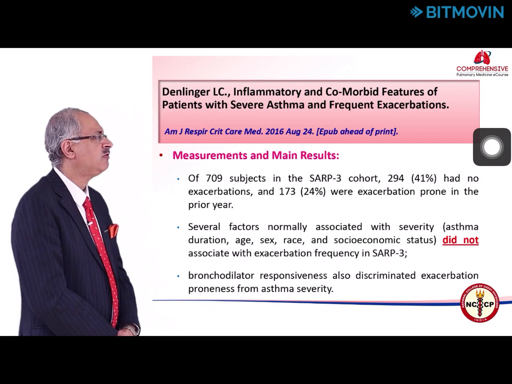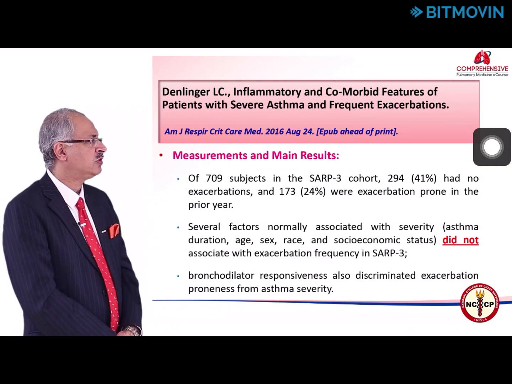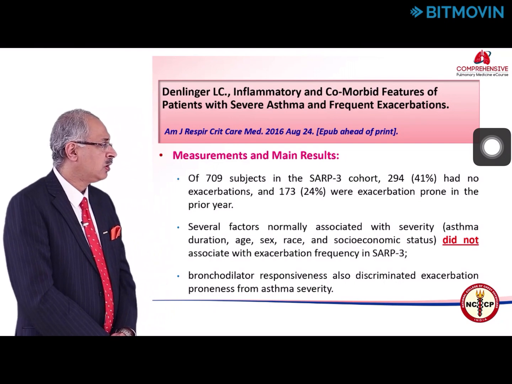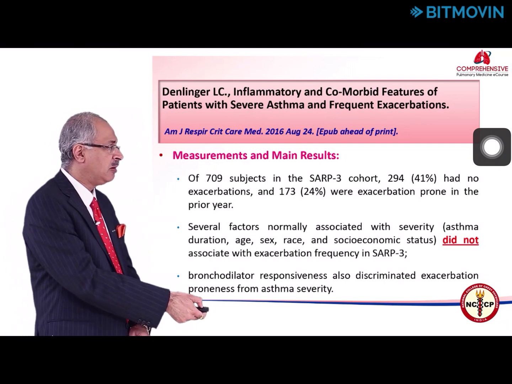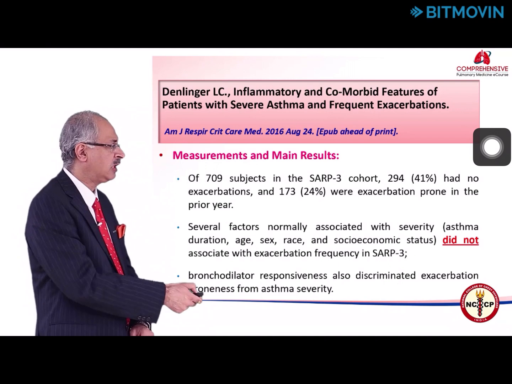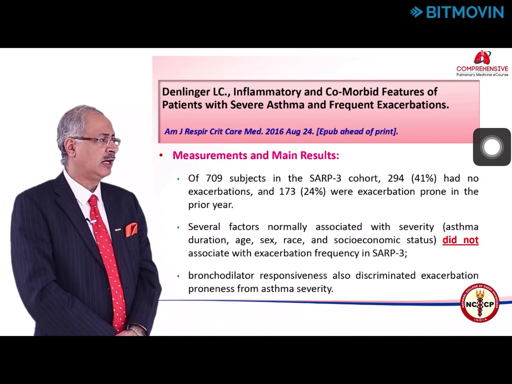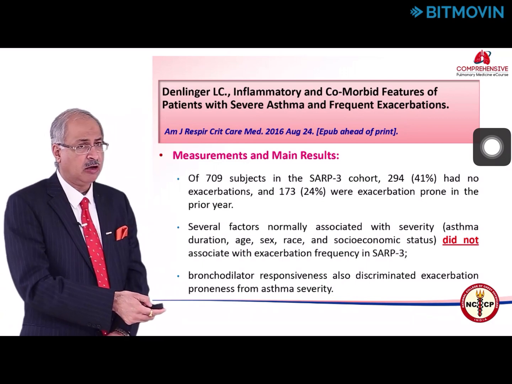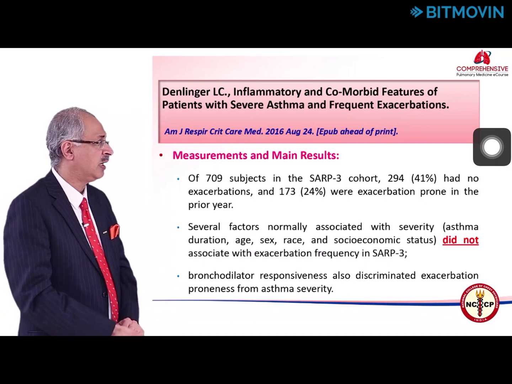This was another study, on inflammatory and comorbid features of patients with severe asthma and frequent exacerbation. What the study concluded was that it may be a distinct susceptibility phenotype with implications for targeting exacerbation prevention strategies as we discussed below, and infections, especially viruses, do play a role.